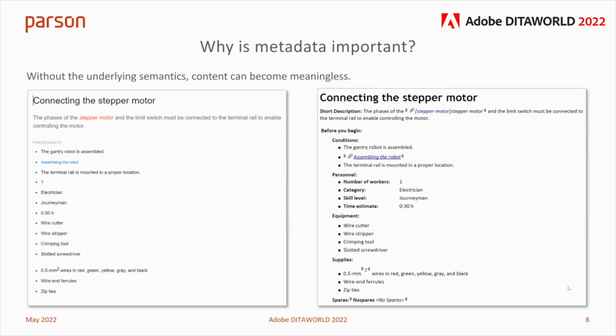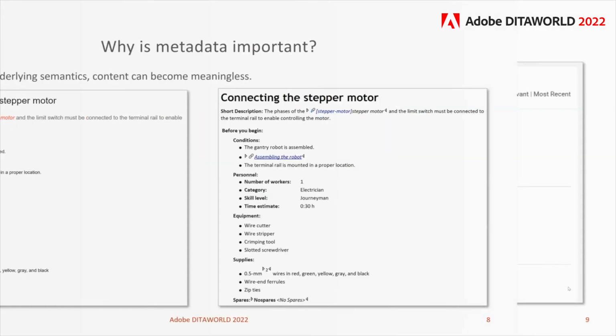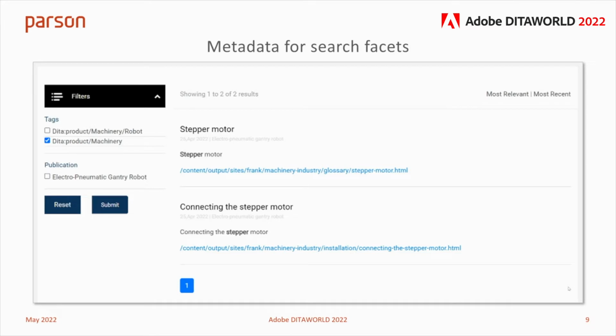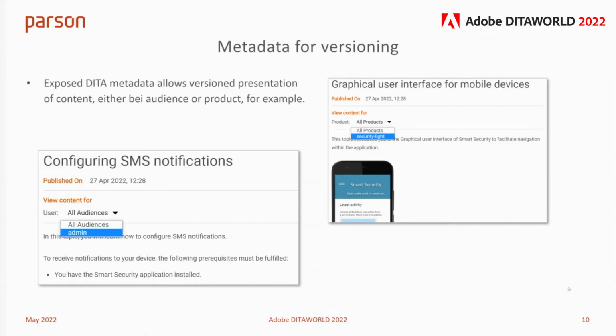In addition to this basic and fundamental function of metadata, which is providing important semantics, there are of course other uses of metadata. One very important one is that metadata can be used for search facets and filtering. And metadata can help you to provide targeted information to your users. In this case, the expanded DITA metadata allows variant presentation of content either by the audience or product, for example.